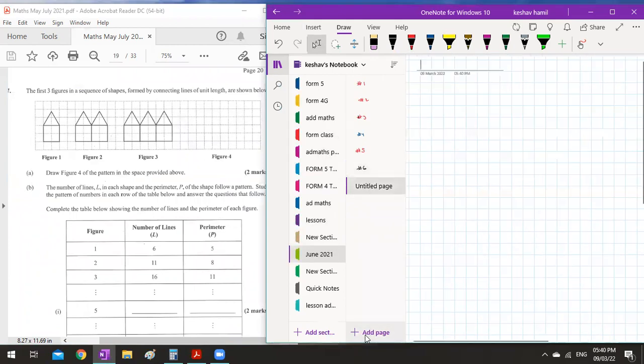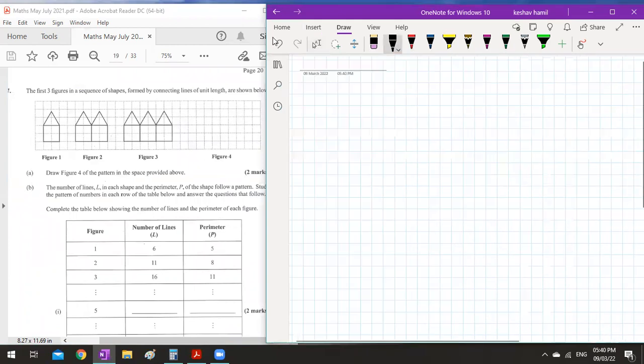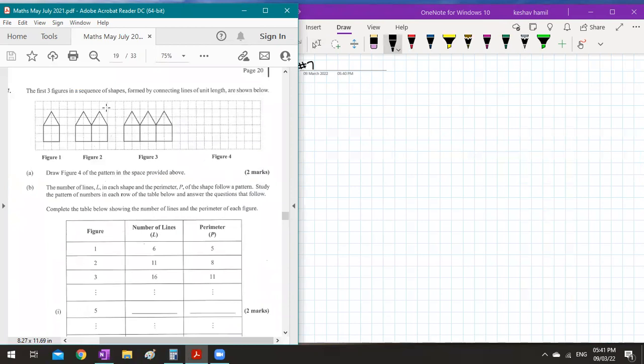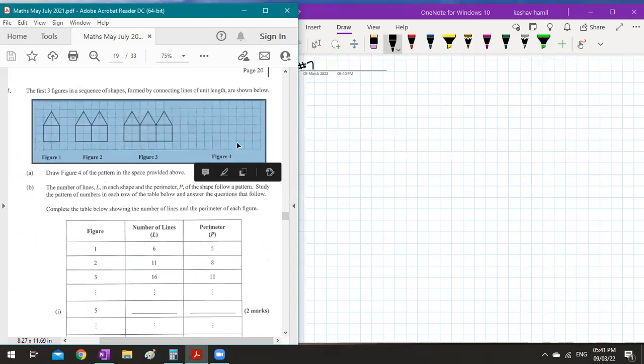On to question 7. First 3 figures in a sequence of shapes formed by connecting lines of unit lengths shown below. So let me draw this, copy this one time because we're going to need it.